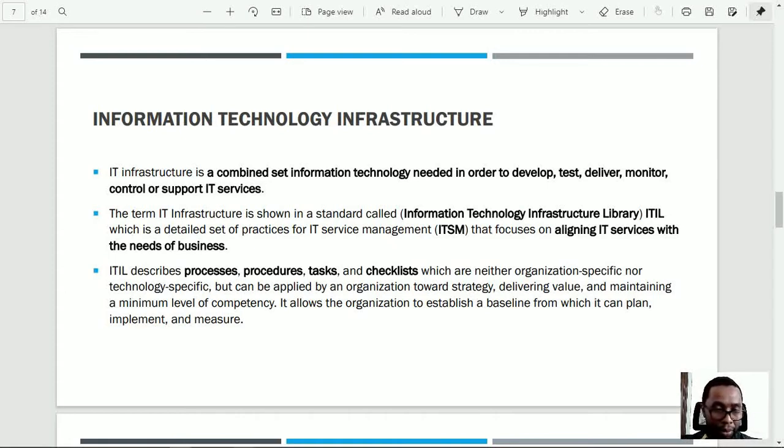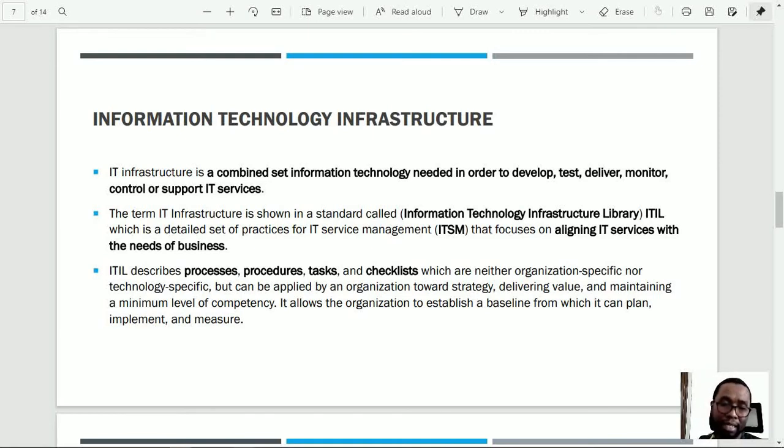There is a term known as ITIL. They say that the term IT infrastructure is shown in a standard called Information Technology Infrastructure Library. So ITIL is a detailed standard that helps people focus on aligning their businesses with IT. So it's all about aligning IT services and the needs of the business. I think the standard is ITIL 3 or 4 point something, and that's what the industry uses.